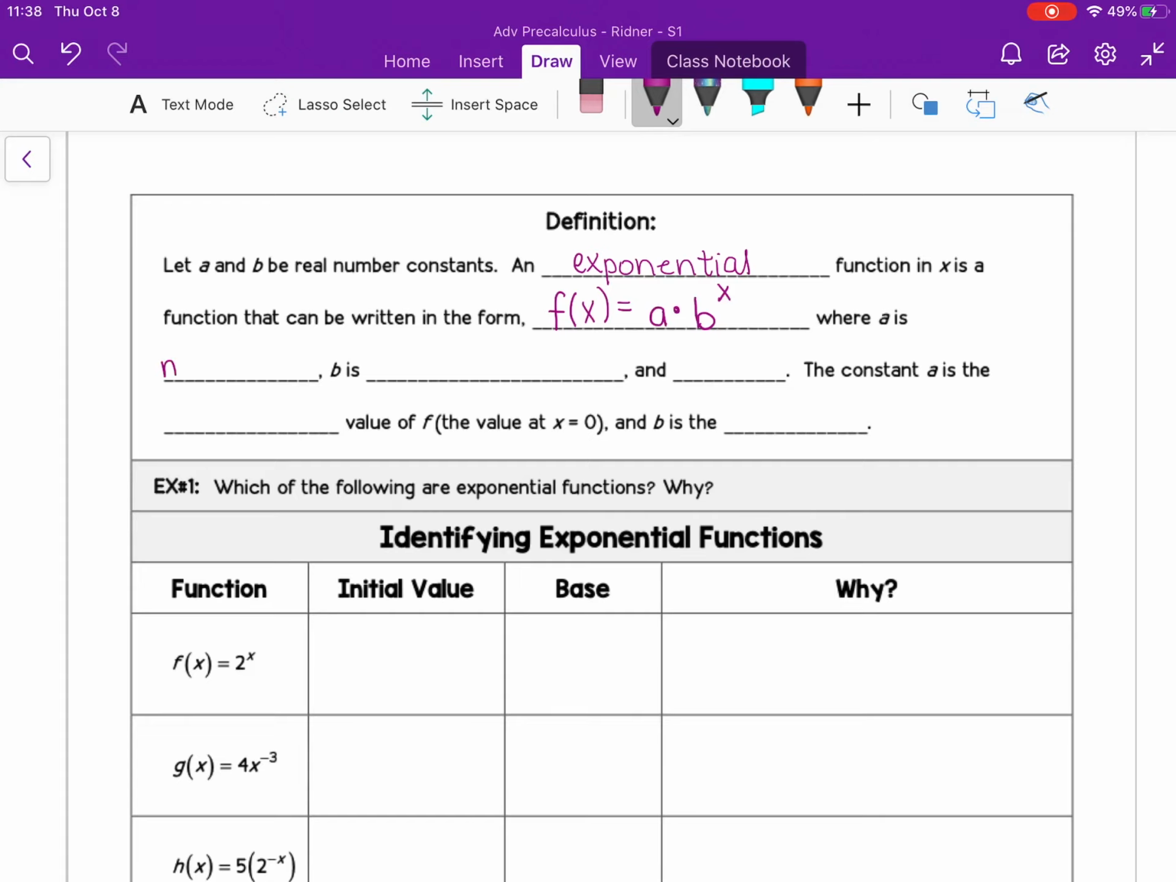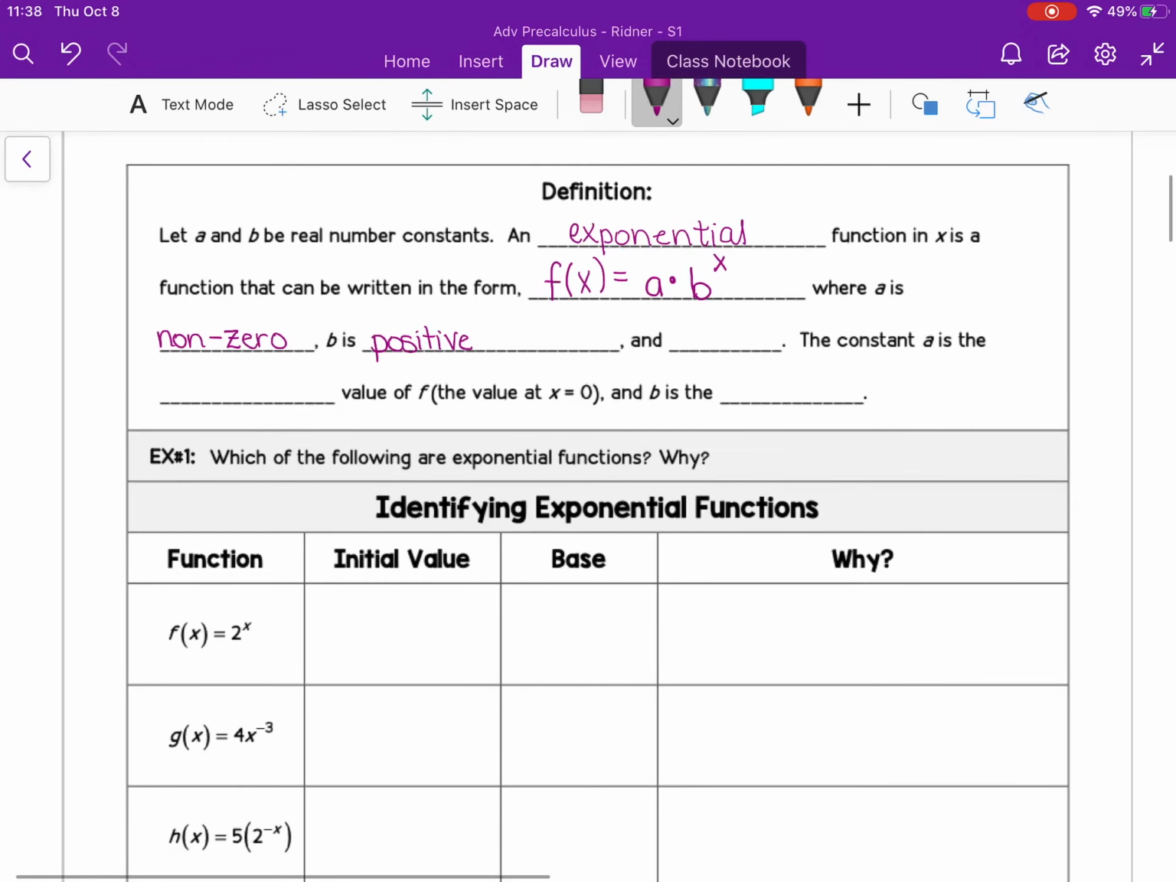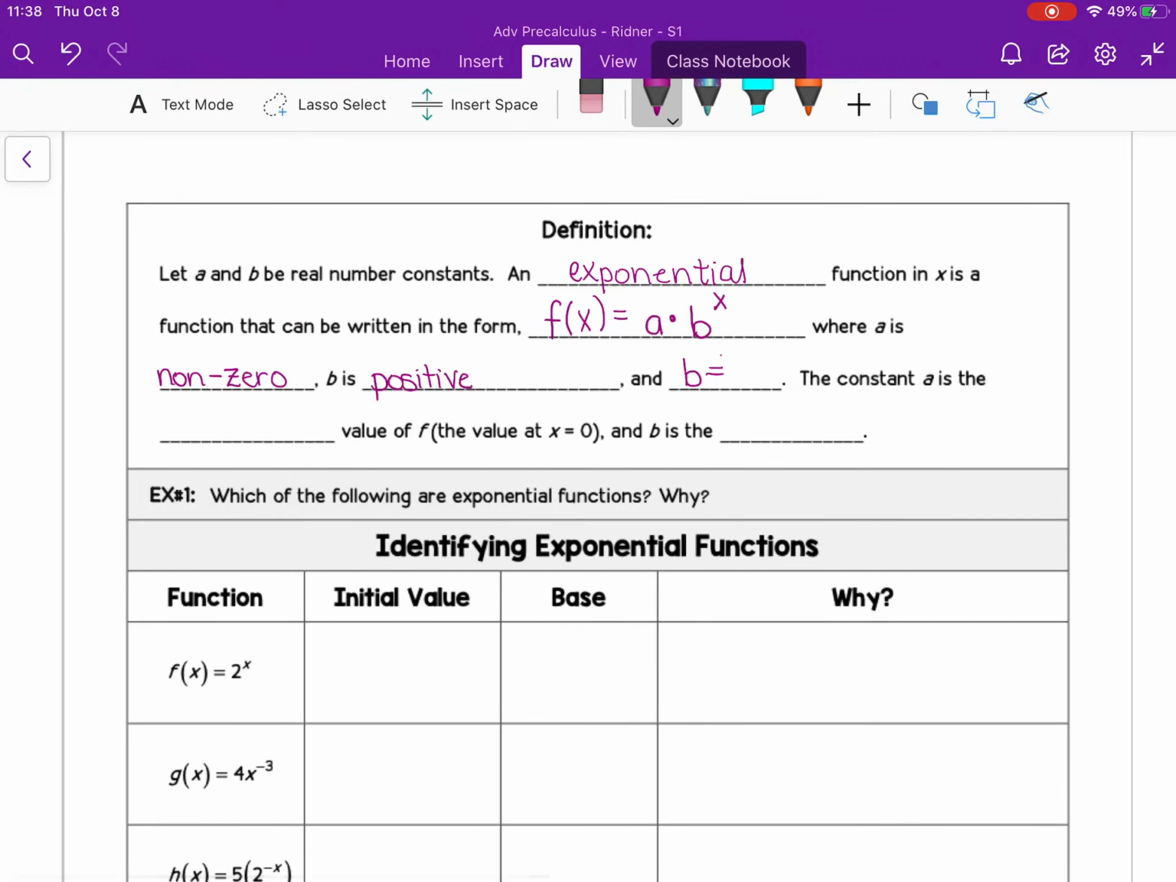Where a is non-zero, because remember, if a were 0 and I multiply it by something, it's just 0. So that's not exponential. B is positive. And it cannot equal 1 because remember, 1 raised to any power whatsoever is always just 1. So we can't have that, okay? The constant A is called the initial value of f, and B is the base.